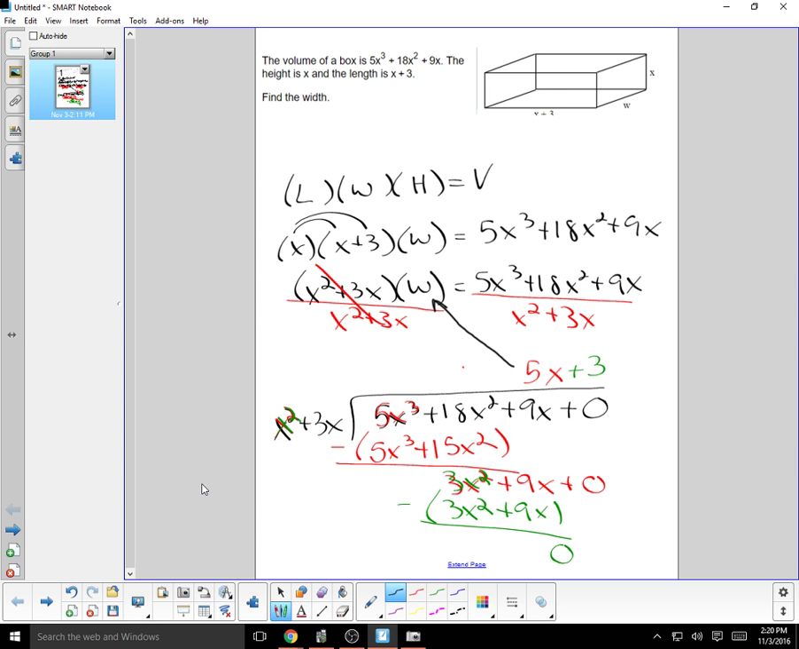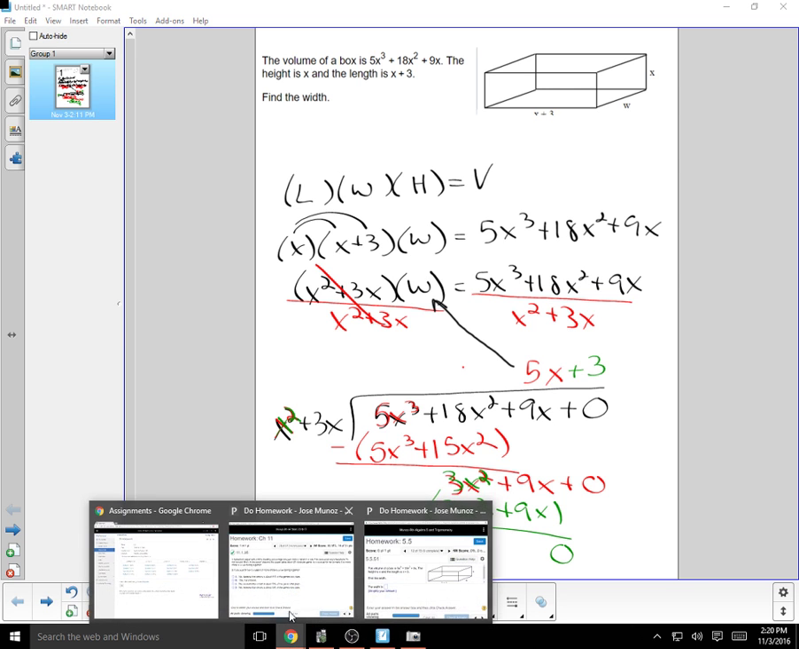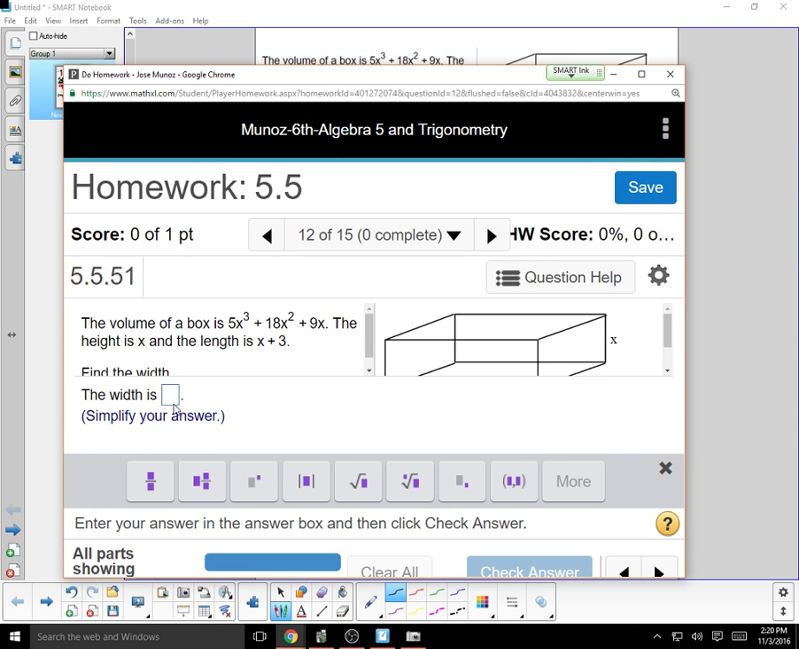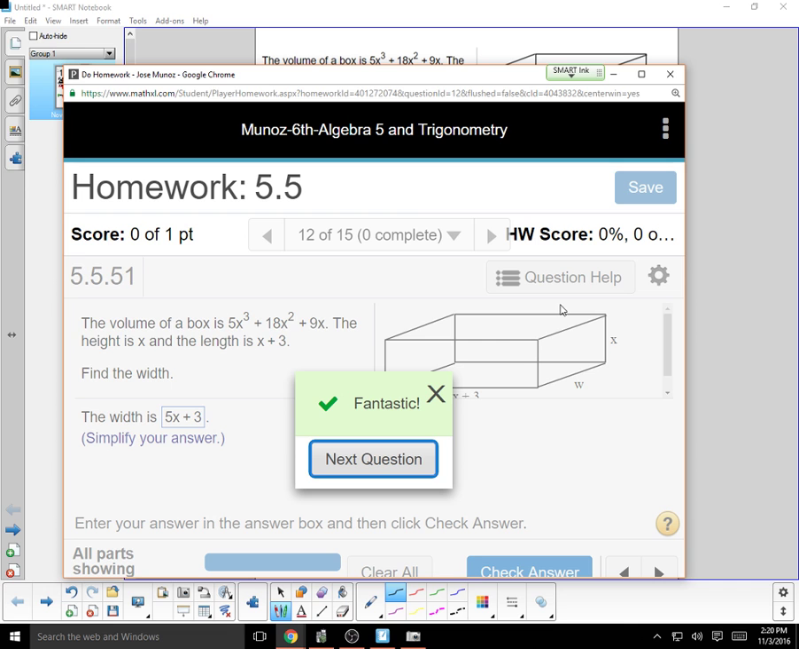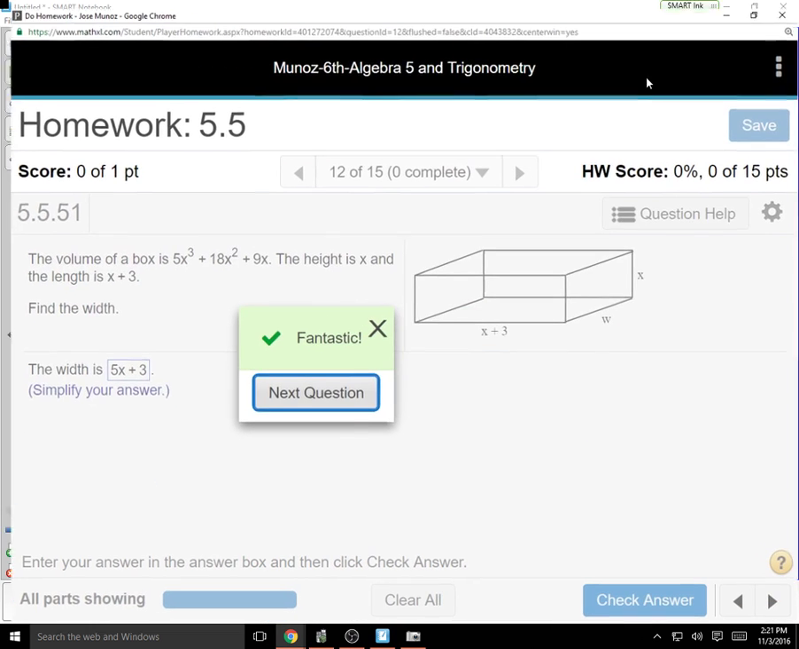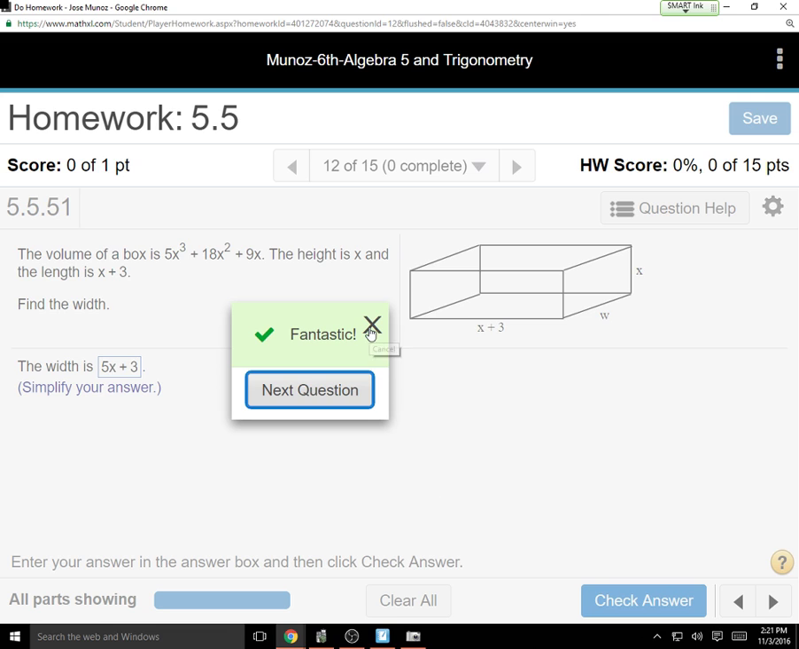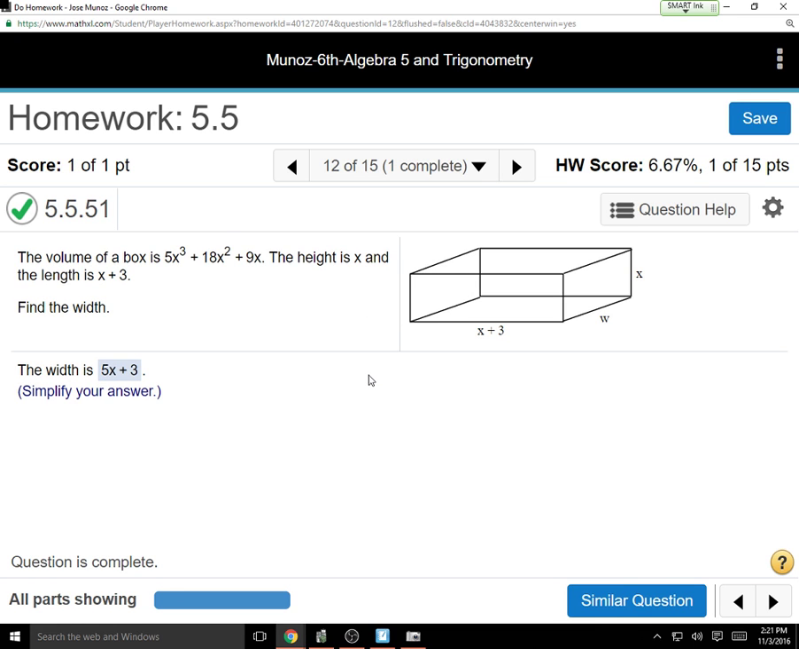So the width is 5x plus 3. So 5x plus 3.